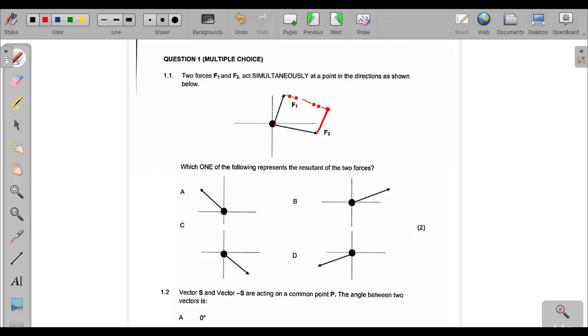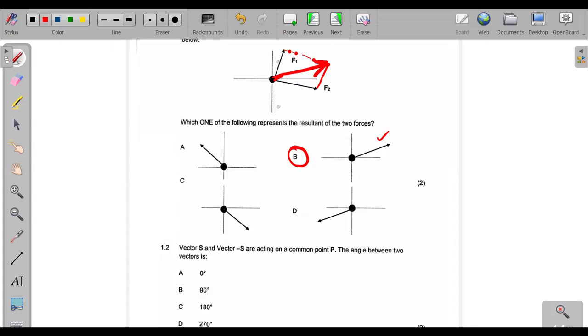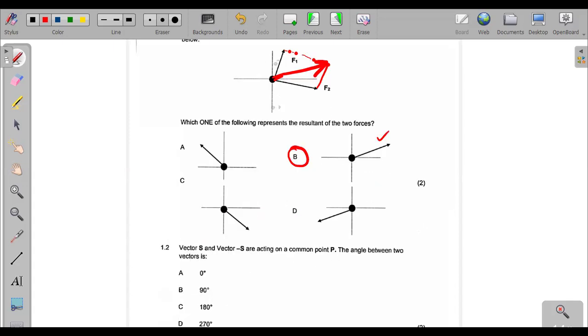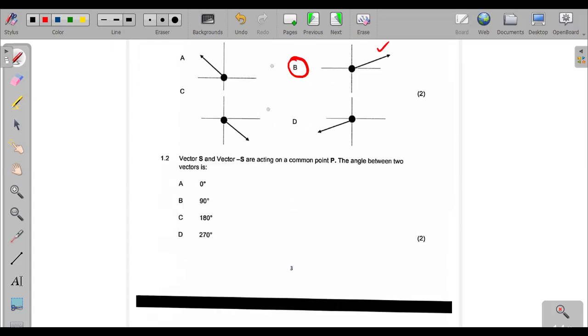Then you simply join the diagonal, so that this diagonal becomes the resultant force, with the direction that it is showing. So we are just checking which among our diagrams represents that. We see that it is B. It resembles the one I've just drawn. So it becomes the easier way of bringing out the resultant of the two forces. So 1.1 is B. Let's go to 1.2.